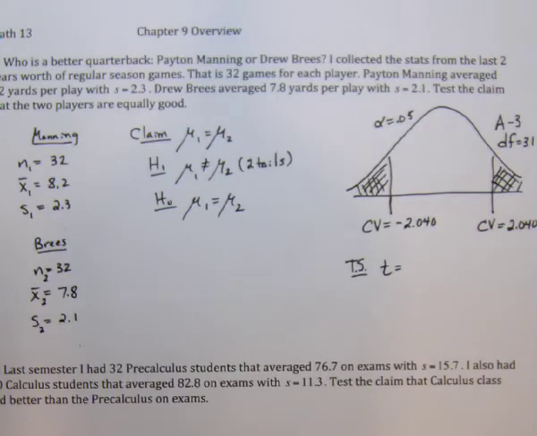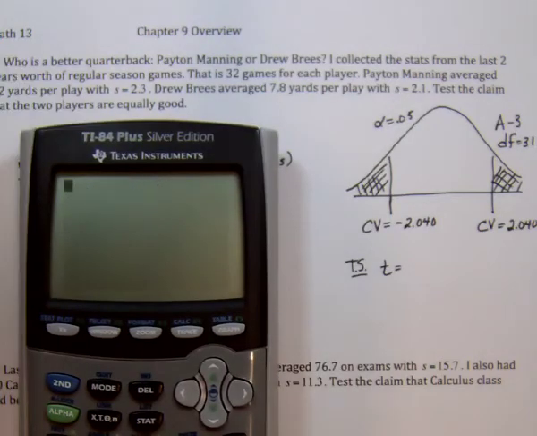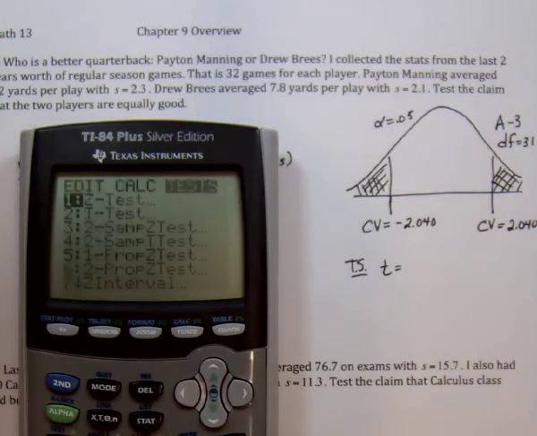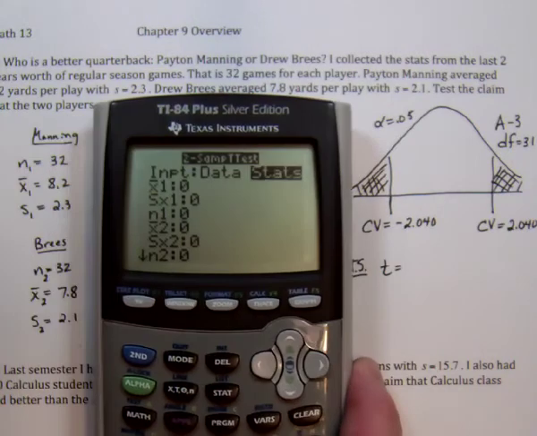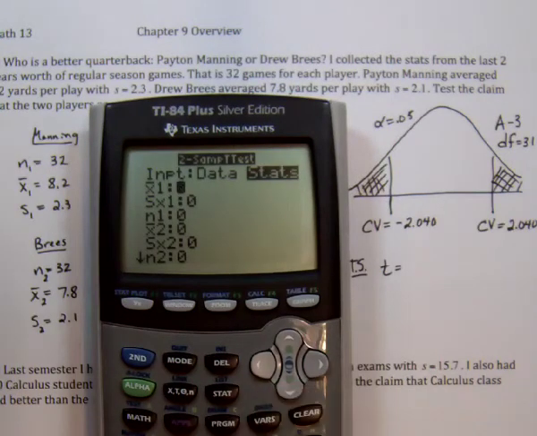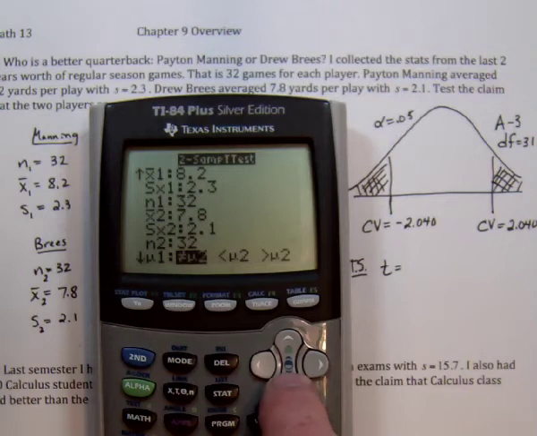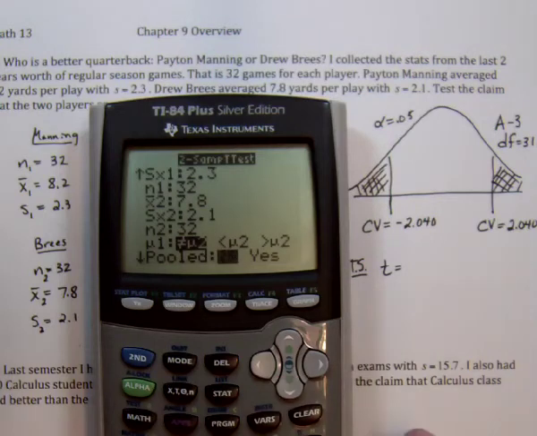And then for the test statistic, t equals, here's a good place to use the calculator. So I go over to stat, and then tests, and look for a two-sample t-test. So that's number 4. Then we need to tell it the information for these two football players. So number 1 has an average of 8.2, S is 2.3 based on 32 football games. Then this one is 7.8 with S equal to 2.1, also based on 32 football games. And then for the part that says pooled, just say no, do not pool it.